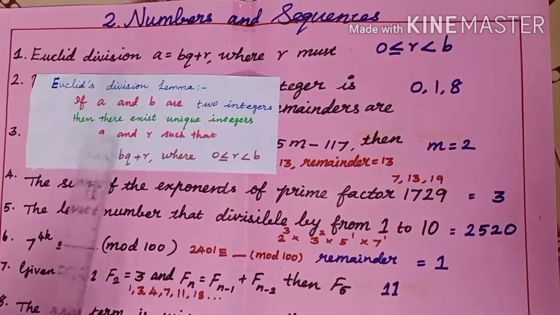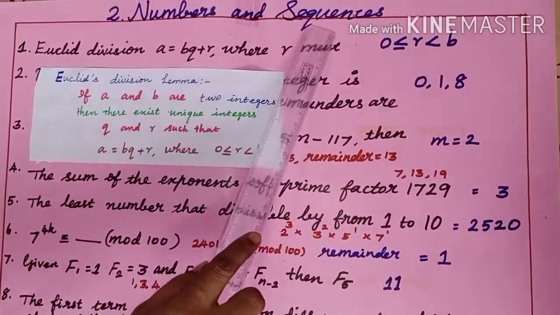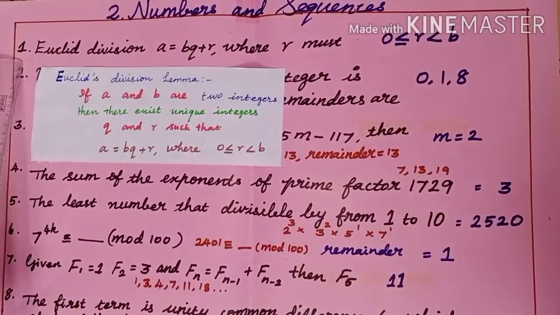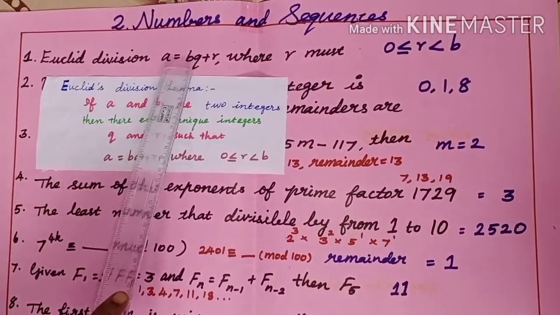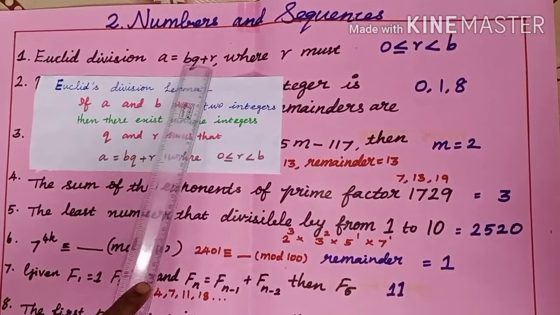Students, today we are going to see the second lesson, number and sequence, one-word questions. First one word: Euclid's division lemma. This also has two more questions here. So here you see four letters.